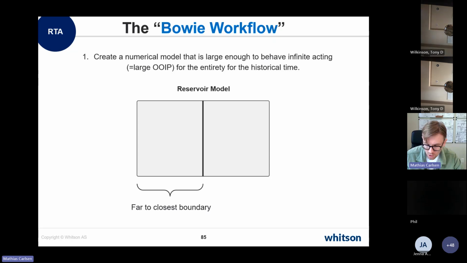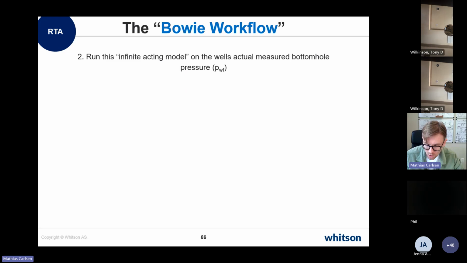Since I created this model, I know what the permeability is, I know what the XF is, I know what the height is. So I also then know what the LFP of this model is. It is an arbitrary LFP. The only thing I need to do is make sure that the distance to the closest boundary is given. The second step is that I take the actual bottom hole pressure that's measured in the field, and I control the model on that measured bottom hole pressure, or on one calculated from a calculation.